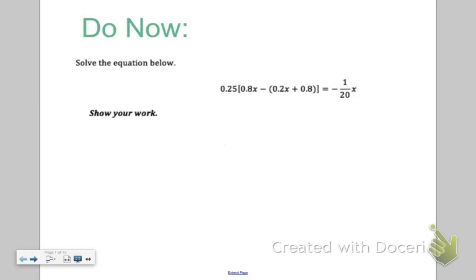Because most of them are already in decimals, I'm going to go ahead and convert negative 1 over 20x to a decimal. So if you put negative 1 divided by 20 into your calculator, it will give you negative 0.05, and we have our x. So I'm going to recopy everything I have on the left-hand side.